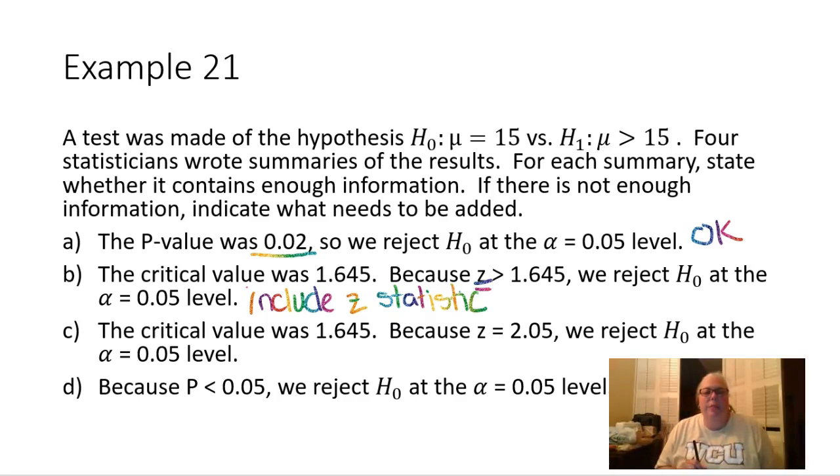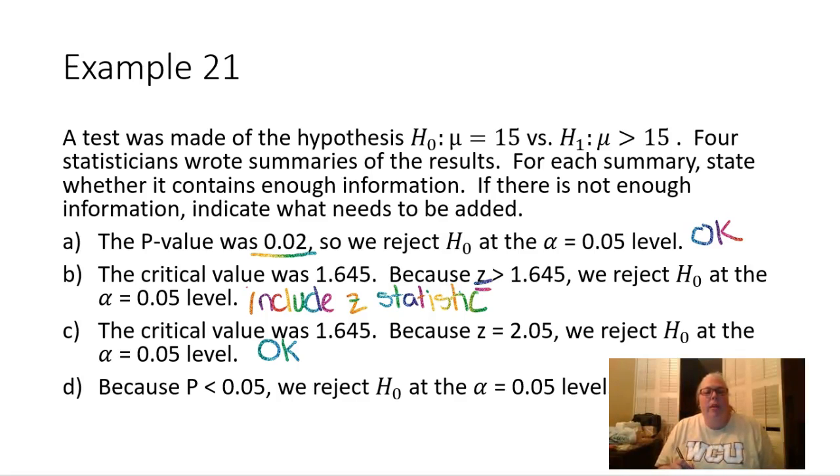All right, part C. The critical value was 1.645. Because Z equals 2.05, we reject the null hypothesis at the alpha equals 0.05 level. This one's okay. It includes our critical value in here, tells us what our Z statistic was, and the alpha level that we used. So this one's good.